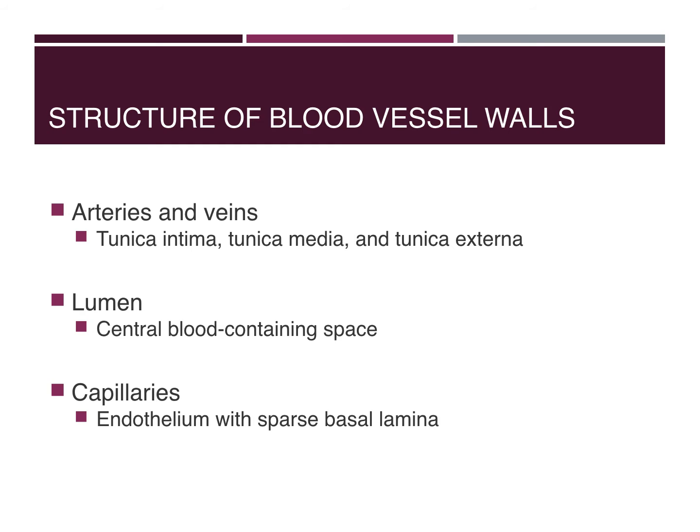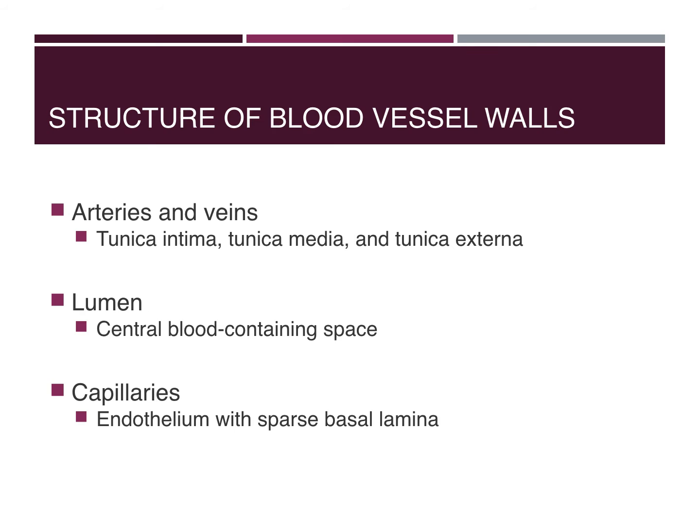So when we look at blood vessels, if we start at the lumen, the middle, that's where the blood is actually going to be flowing through. And then as we move out through the wall, both arteries and veins have 3 layers. These layers are known as tunicas: tunica intima, tunica media, and tunica externa.